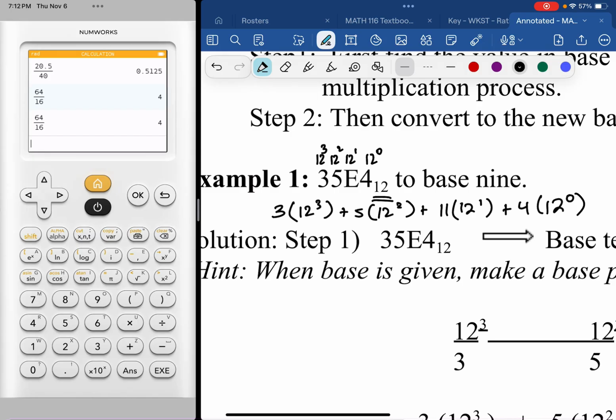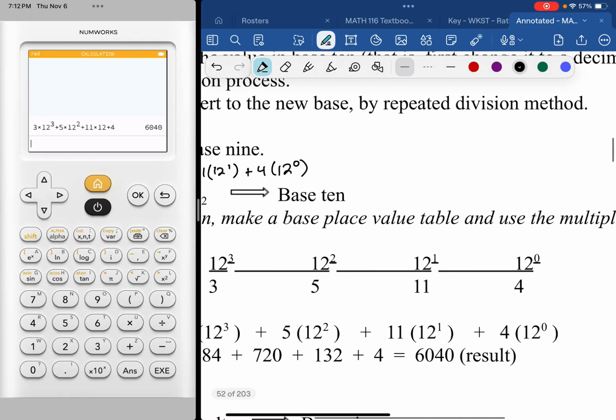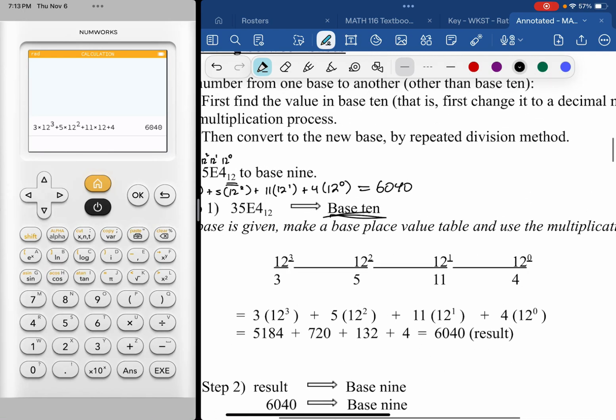And for this, because the numbers can get a little kooky, I'll just pop it right in. So I'm just typing away here. It would be 12 to the first, which is just 12. And then 4 times 12 to the 0th is just 1, so 4 times 1. And that gets you 6,040. That's not our final answer because that's in base 10. We want to now go to base 9.